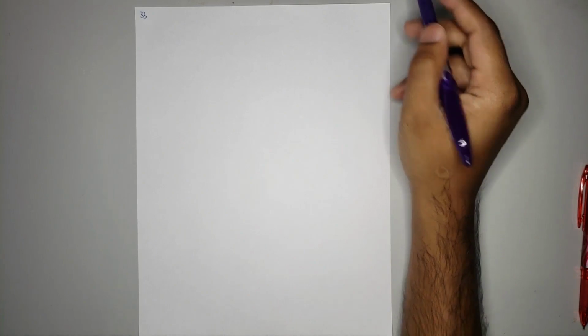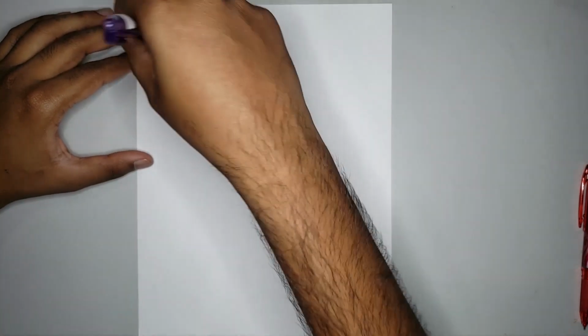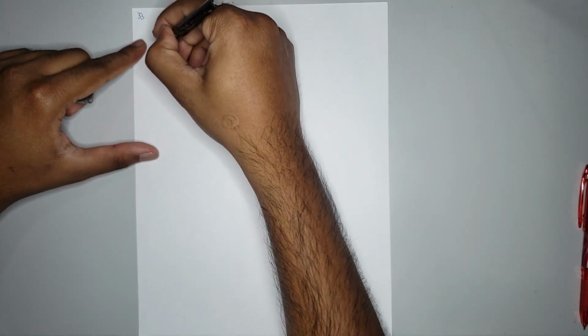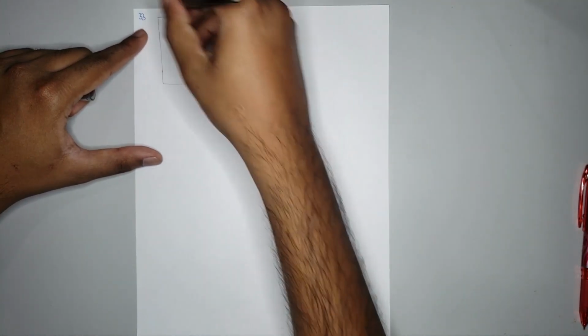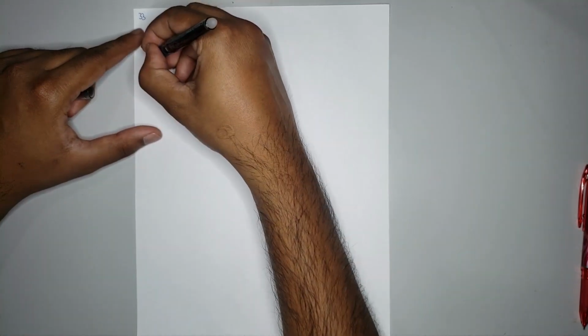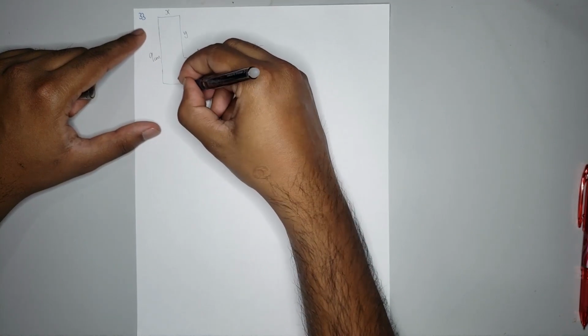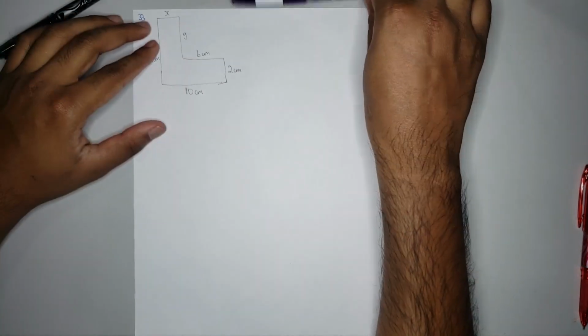Moving on to number 33. Calculate the perimeter of the compound shape. So we have a shape here, but we don't know the lengths of 2 sides. So we need to calculate the length of 2 sides. x, y; this is 6 cm, here is 9 cm, here is 10 cm, 2 cm. So we need to calculate the unknowns.